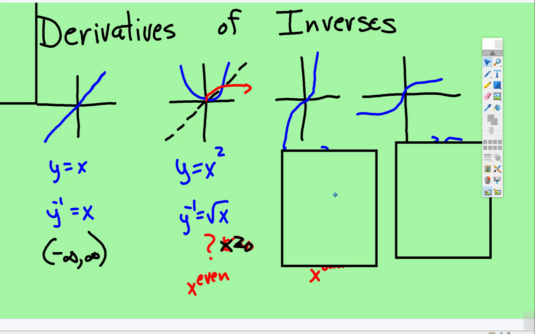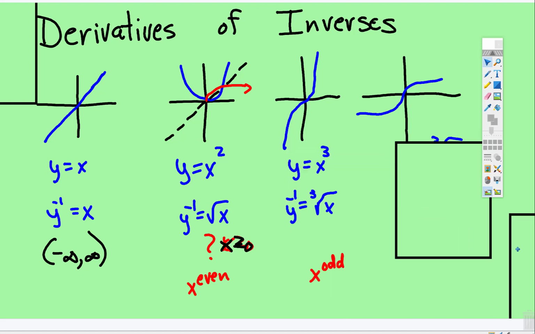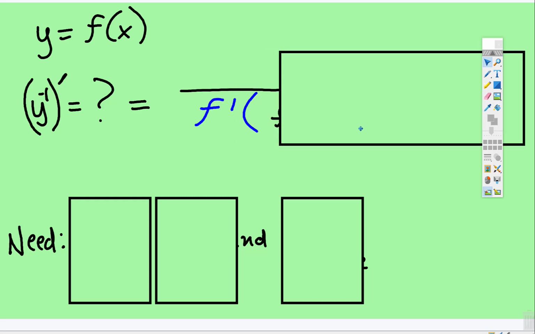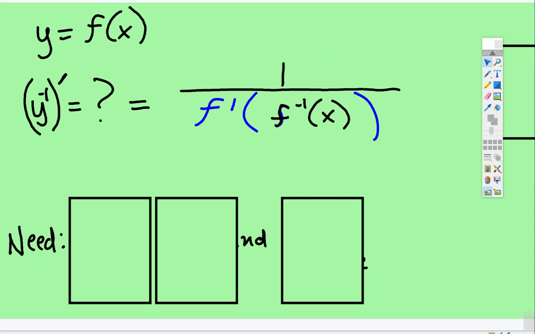And then for the cubic, when you take the inverse, you get the cube root function. These two are inverses of each other, and for both of those, it's the entire domain. Okay, but algebraically, if you have an original function, you have to find the inverse and then take the derivative of that inverse. This is the formula for that.